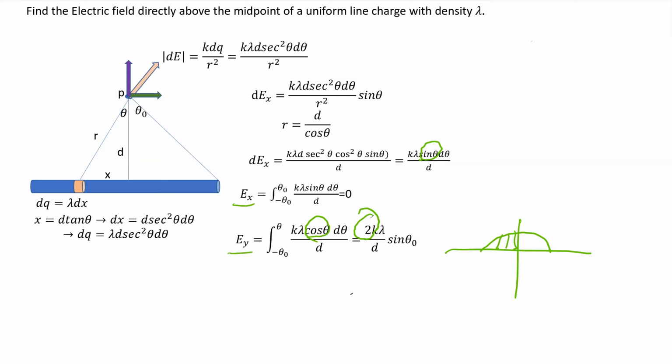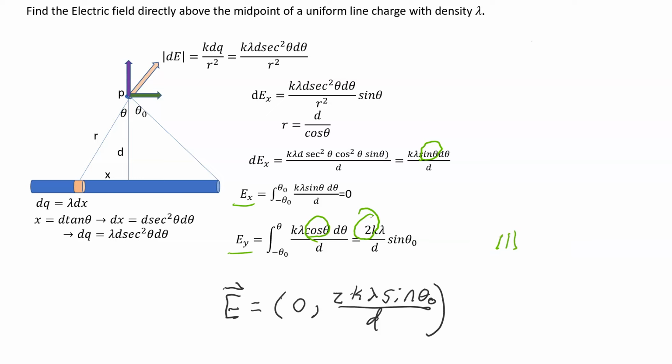If you wanted to say specifically what the electric field is, you could say the electric field equals 0, 2k lambda sine theta naught divided by d. That's your electric field. An interesting question to ask is, what happens if this thing gets really, really long? Well, we already know that the angle is theta naught. What happens to theta naught if this thing gets really long?